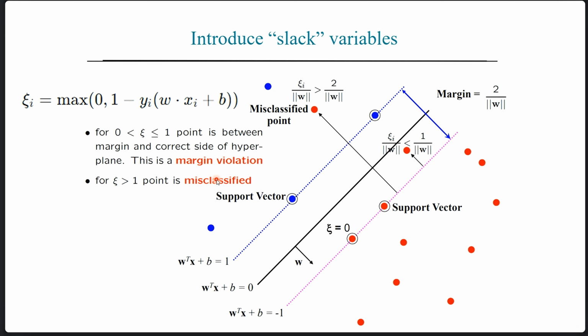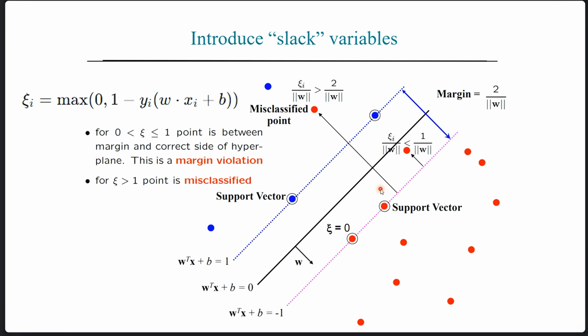And to geometrically get an intuition, let's take this value. Right? So for this value, the zeta is between 0 and 1. By the way, since it's below the limit, it's correctly classified. Right? But its value is between 0 and 1.